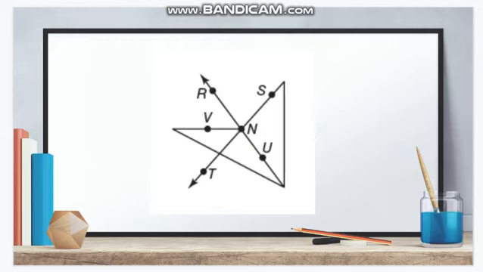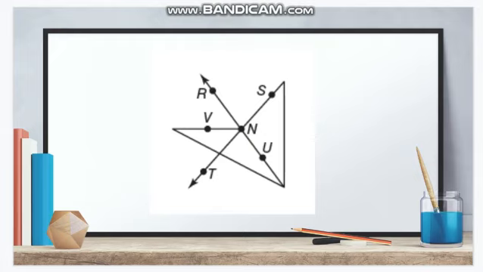These two right here would be acute vertical angles, but I don't think we're going to use these two. So your possible correct answers are RNV and VNT, or UNT and TNV. Those would both be acute adjacent angles, sharing a vertex and a side. RNV and VNT share the vertex N and the side NV, and UNT and VNT share the vertex N and they share side NT.